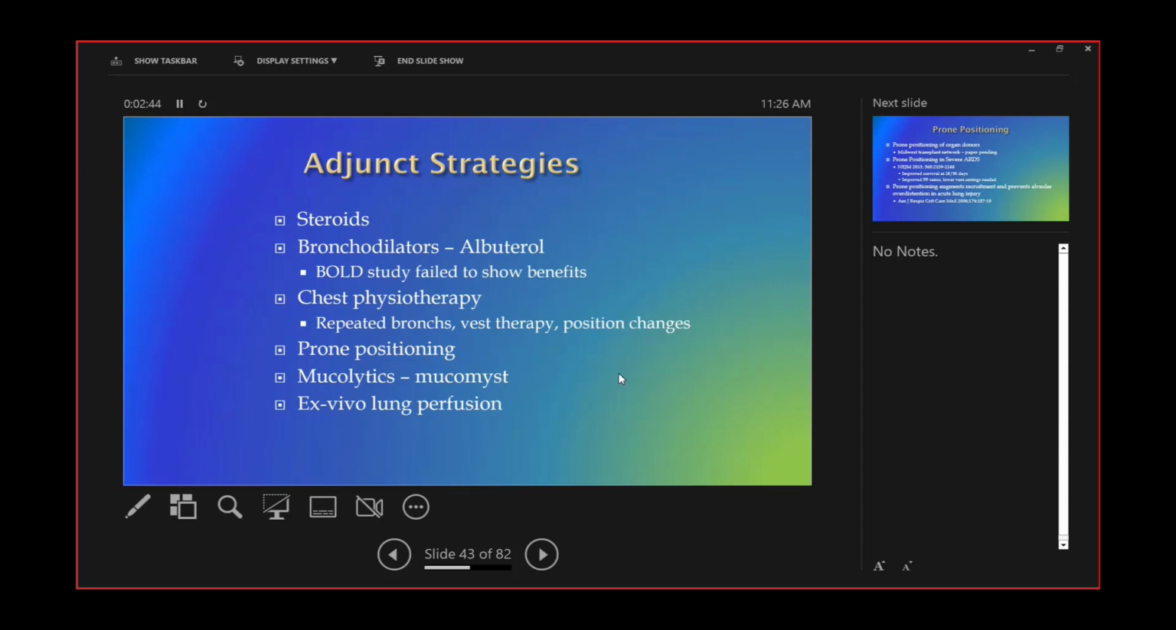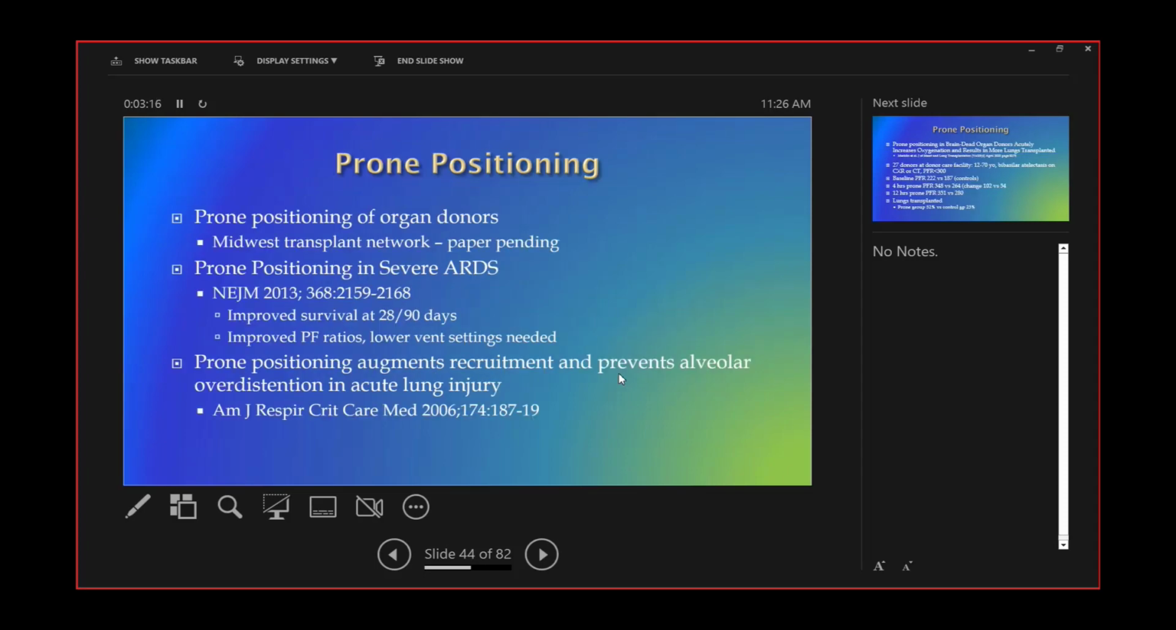The other thing is chest physiotherapy with repeated bronchs, vest therapy, position changes. Prone positioning has become a much more important issue lately. We have the mucolytic therapy that you can use, Mucomist is the typical one people will use. And then obviously ex vivo lung perfusion has brought in a whole new aspect of it. The newer proposals are looking at actually in vivo perfusion of the lungs, right? Putting them on a bypass circuit in the body for a while in DCDs anyway. And that may have some implications too.